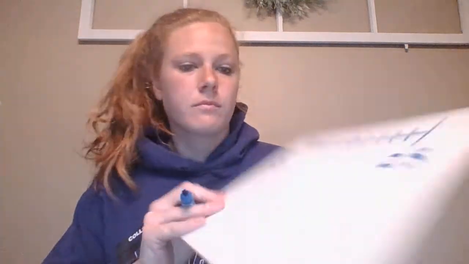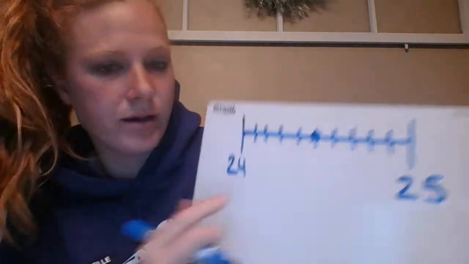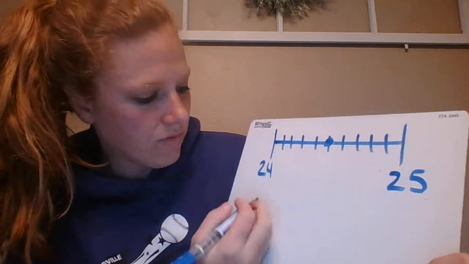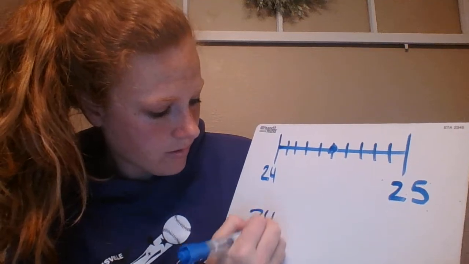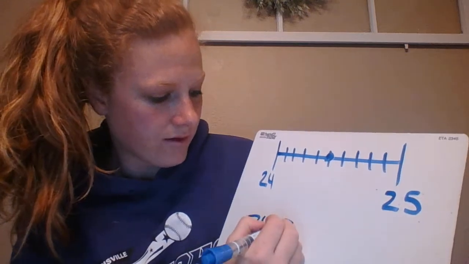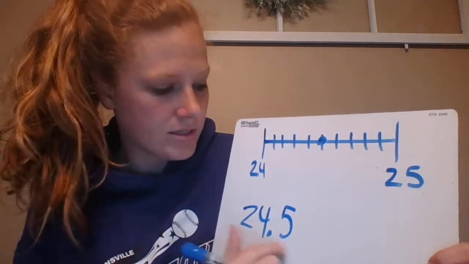Okay, we have one more for today that we're going to go over together. So go ahead and draw your number line. And the two whole numbers are going to be 24 and 25. And the point will be right in the middle. So if I were to write this in decimal form, I know that I'm not to the 25 yet, so I'm at 24. I put my point, and I'm at the fifth one, so it's 0.5, which is 5/10. So you would write it as 24.5.